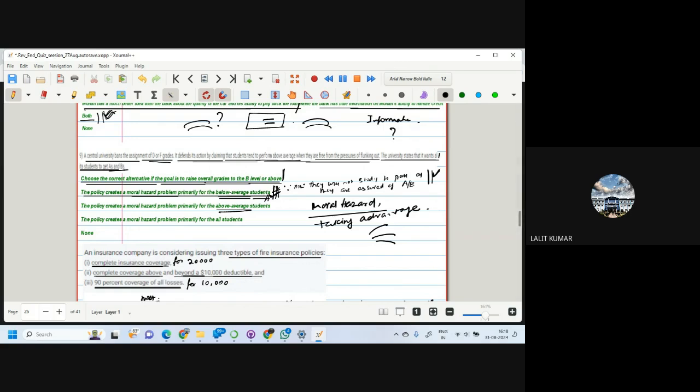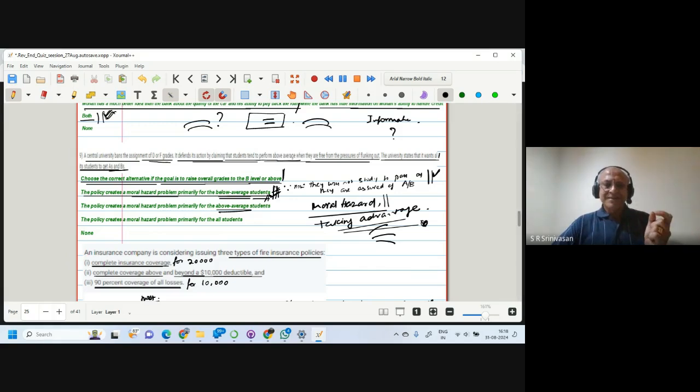So sir, as per our understanding, the moral hazard is for these students, because now they will not even study more, because they know for sure that they will get A and B. Earlier also they were not studying, but now when they are assured, this is a case of moral hazard, when you are taking advantage of the system.